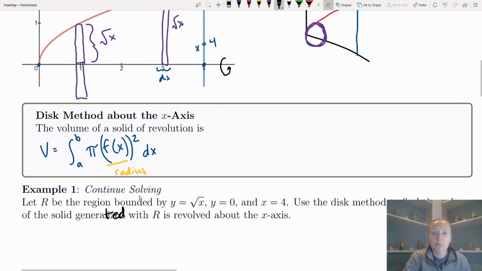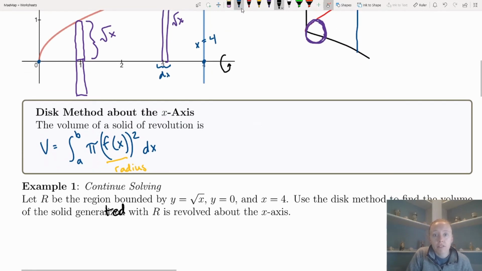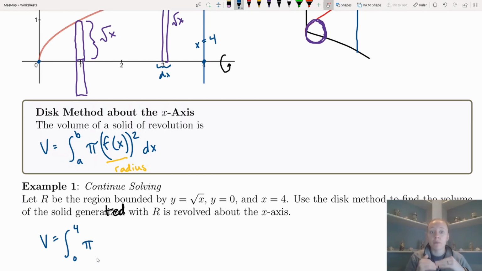So you can see we've already pretty much set it up. Our volume, V, is going to be from, well, our starting point was 0 in the x, where we started drawing those rectangles, and we finished drawing them at 4. And then, of course, we have pi, because that's some constant. Our radius is the distance from our axis of revolution to our function. So that distance is just the square root of x, because that's our function. So this would be the square root of x squared. So here's our pi r squared dx.